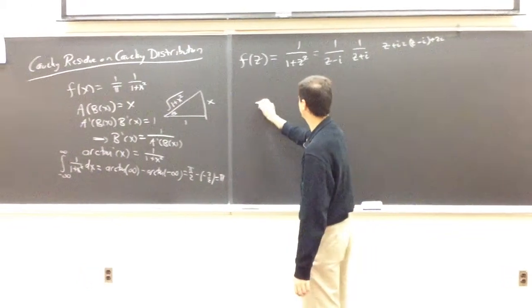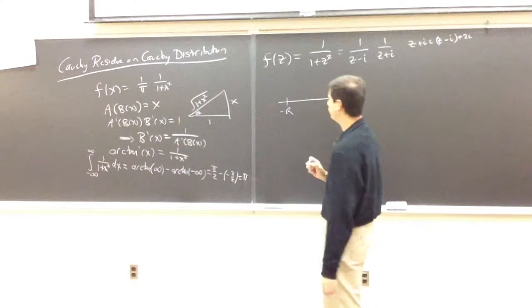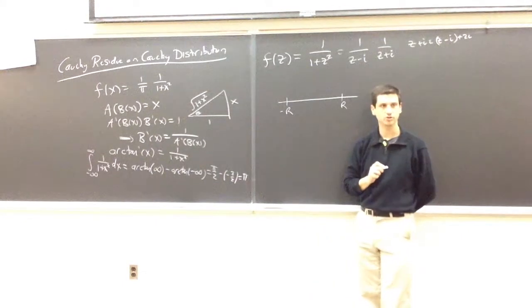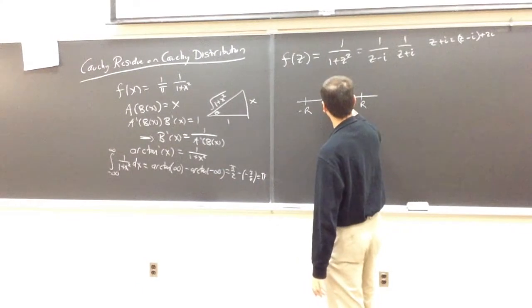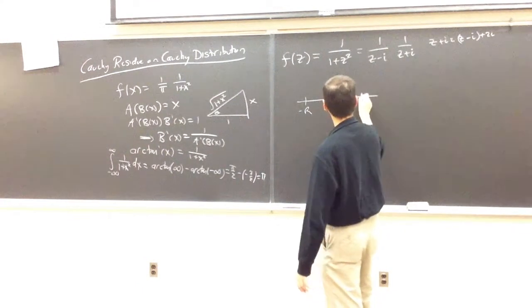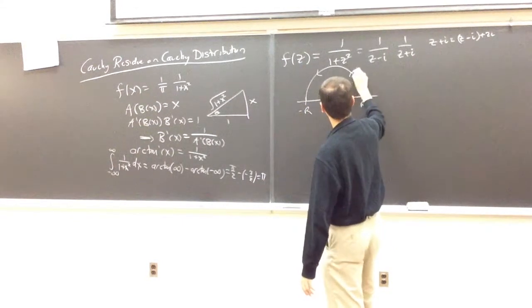So the integral we're trying to do, we'll go from minus r to r, and we'll try to integrate our function. Our function has a pole here at i and a pole here at minus i. And what we're going to do is we're going to do a contour like this.